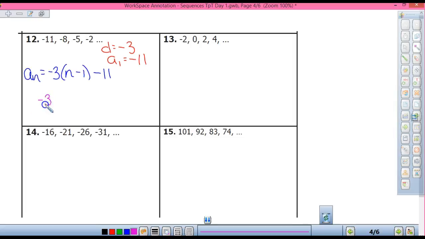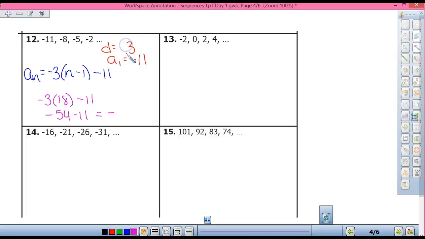Okay, now we're plugging in negative 3 times. What term are we finding? Same as the front, right? 5 times 18. Negative 54. Minus 11 is... We've got to check our common difference. Are we going up or down? We're going up because we're going from the negatives eventually to the positives.